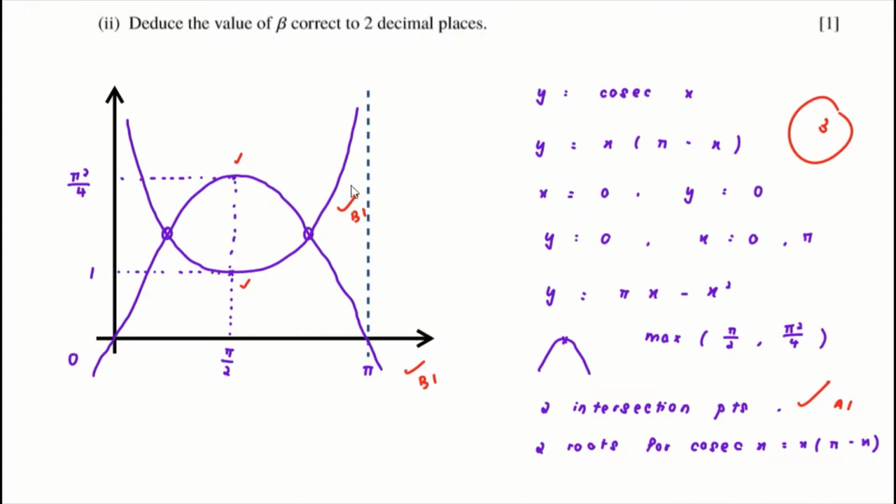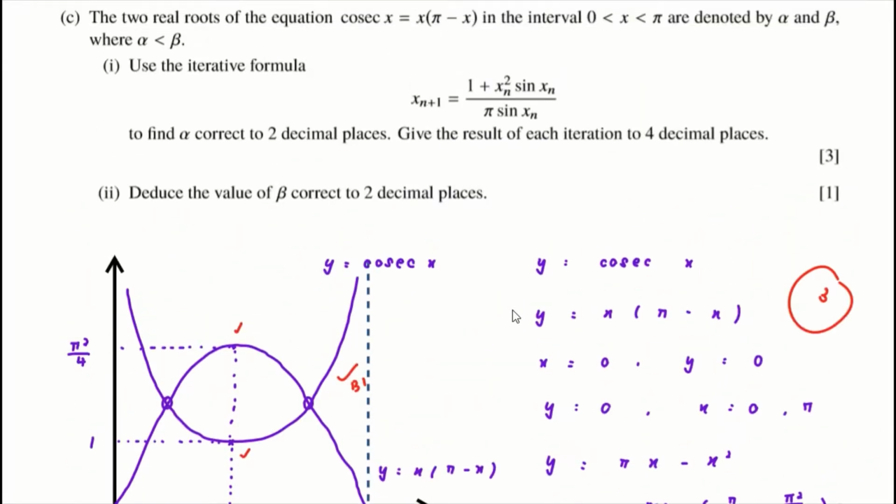Oh yeah, and don't forget, for this part, try to note down the graphs that you draw. So y equals cosecant x for this one, then for this one y equals x(pi minus x). Try to label the graphs.